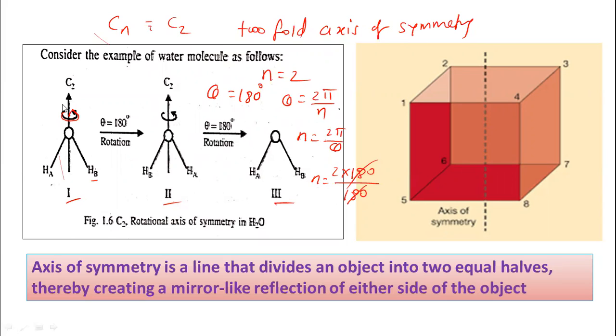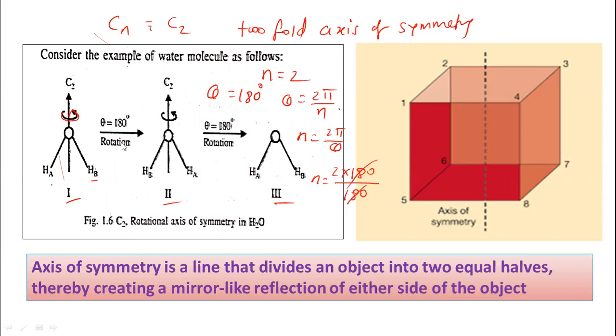It means that the water molecule has the proper rotational axis. So what is the angle of rotation here? It is 180 degrees. If we put that into the formula, theta is equal to 2π upon n, so 2 multiplied by 180 divided by 180. So n is equal to 2. So the order of the axis is 2.